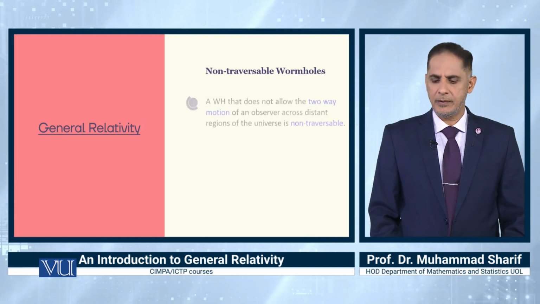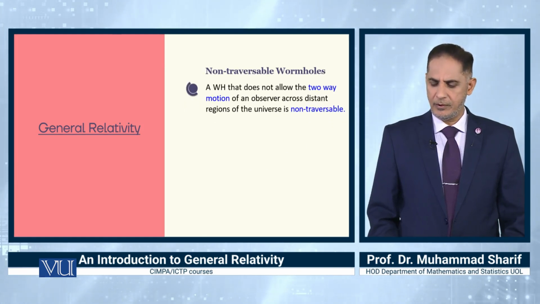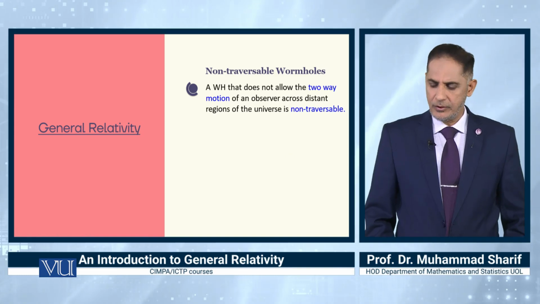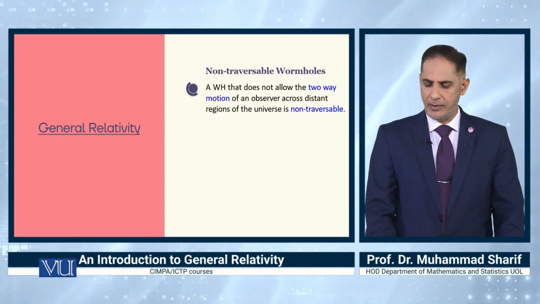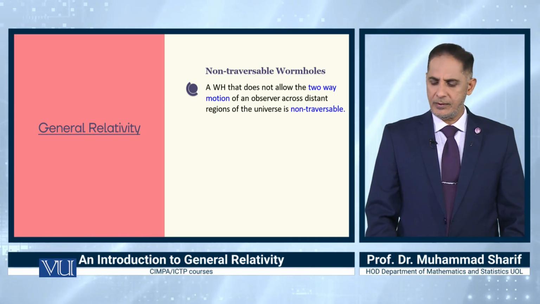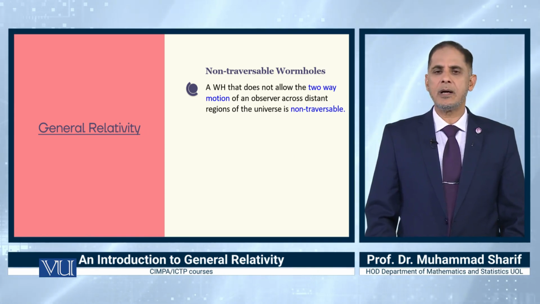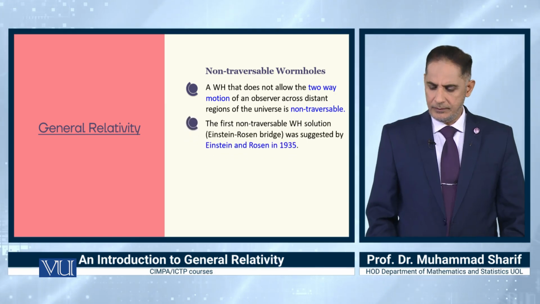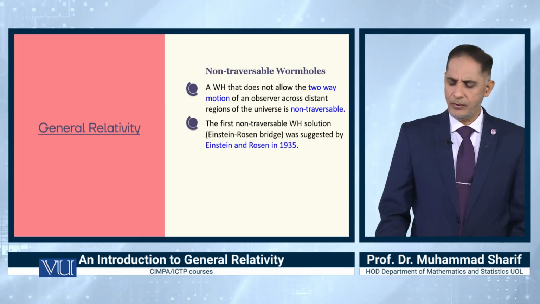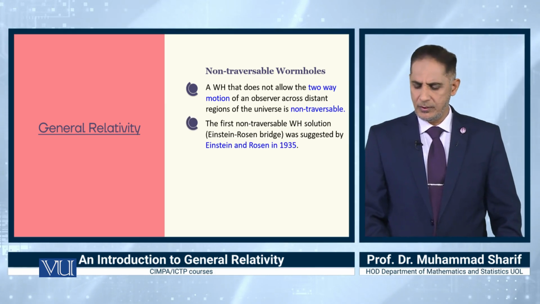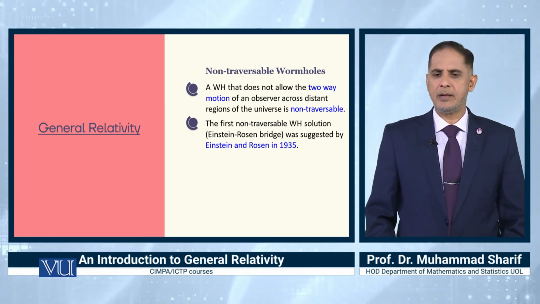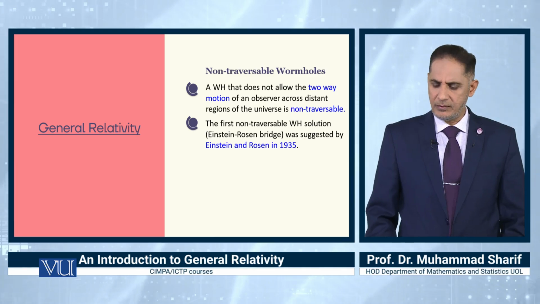Now we can discuss non-traversable wormholes, a wormhole that doesn't allow the two-way motion of an observer across distant regions of the universe. This is called a non-traversable wormhole. The first non-traversable wormhole solution was suggested by Einstein and Rosen in 1935. For this reason, it is called the Einstein-Rosen bridge.